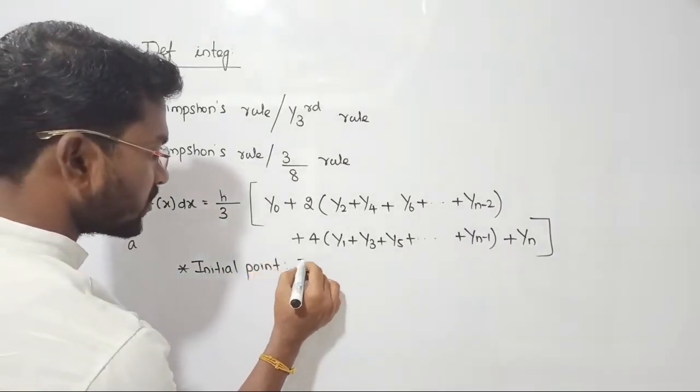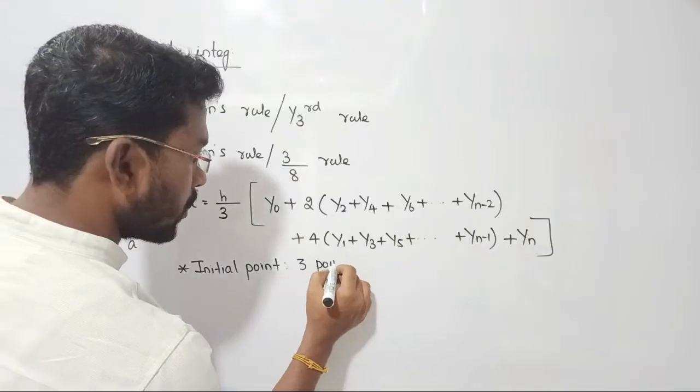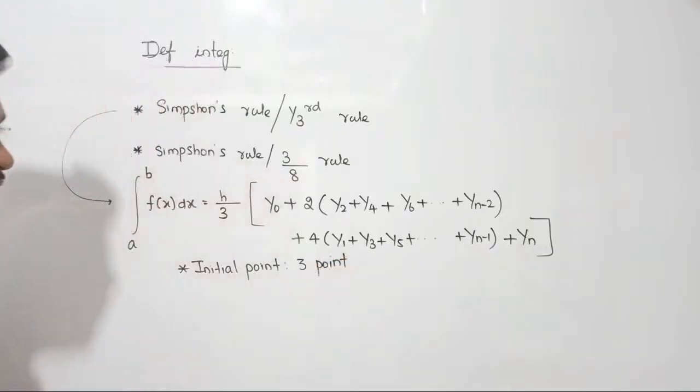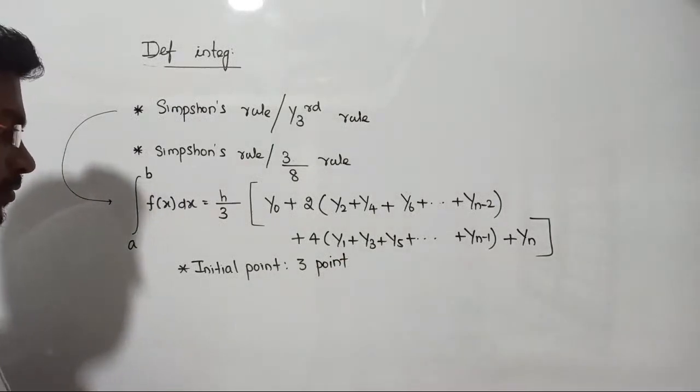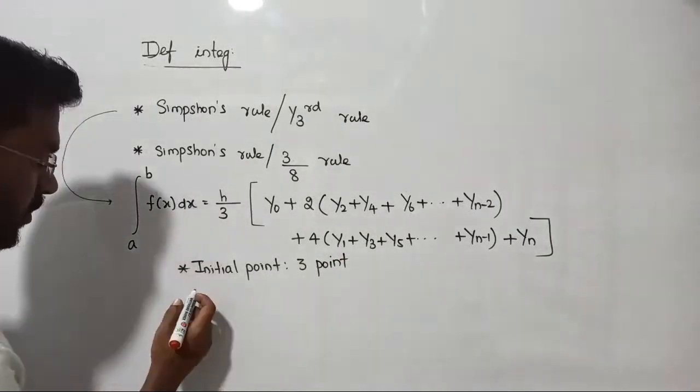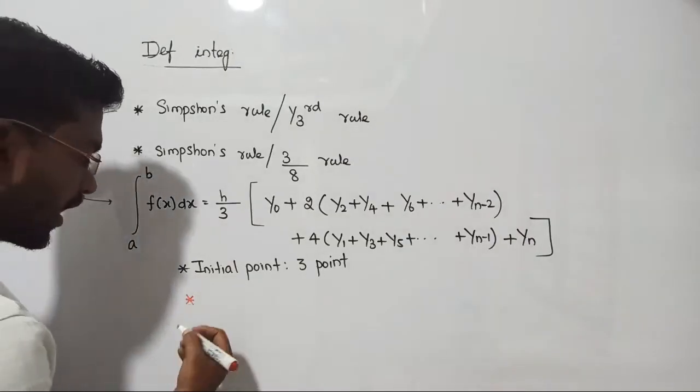You are supposed to consider 3 points, right? So don't forget, you are supposed to consider 3 points at the start. And the second thing is, let me consider, next, what about the accurate results?